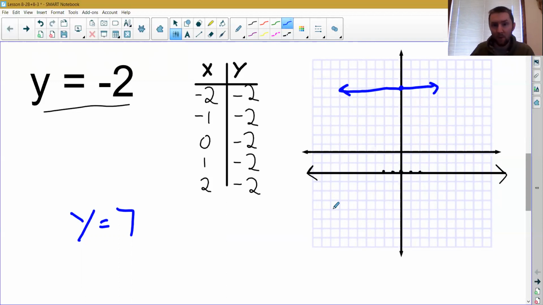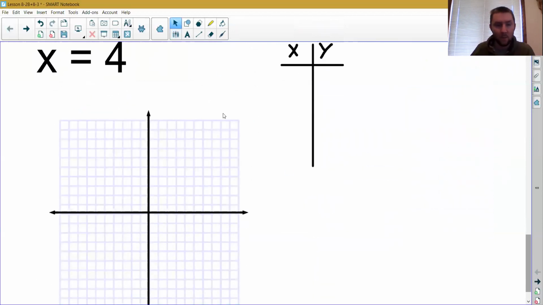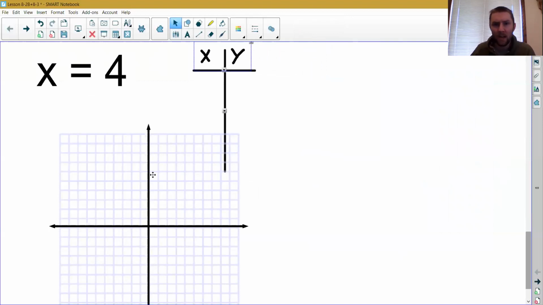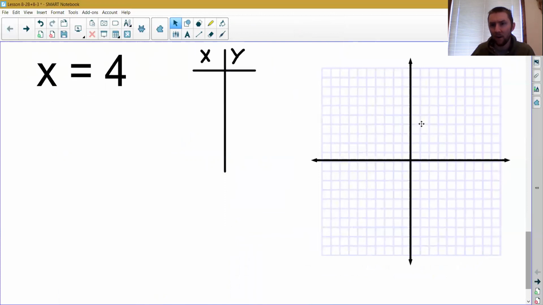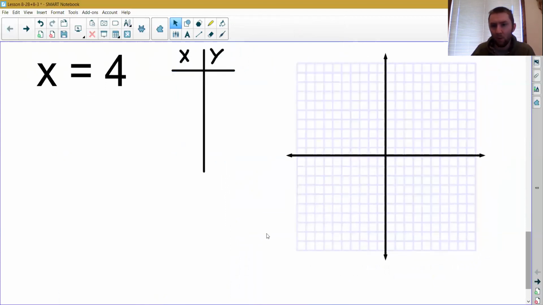Now, in a similar fashion, if we have an equation that says, this one says x equals 4, now the thing that's not changing is my x variable, right? So my x variable is never changing. It's always equal to 4. Okay, so it doesn't really matter what the rest of my coordinate point is. I can have 4 as my x value and anything as my y value, okay?